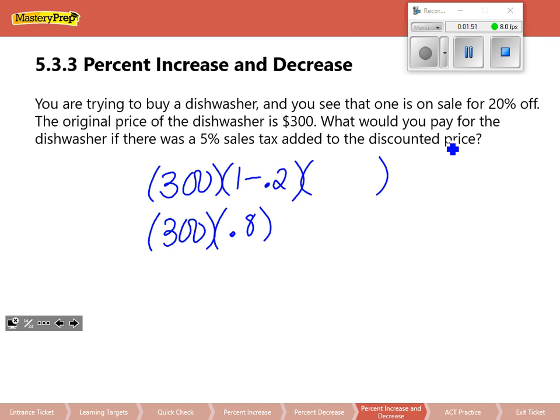Now, we're still going to have to pay for sales tax, and sales tax is 5%. Is that going to go up or down? Up, so it'd be 1 plus what? 0.05. So this would be the same as multiplying it by 1.05. And at this point here, we can just type the whole thing into the calculator. So you can do 300 times 0.8 times 1.05. And do we agree on 252?